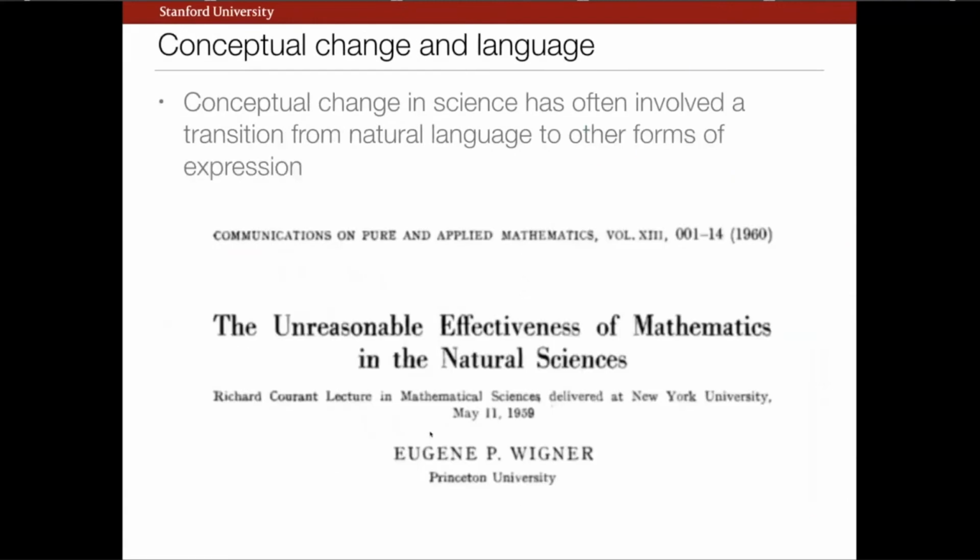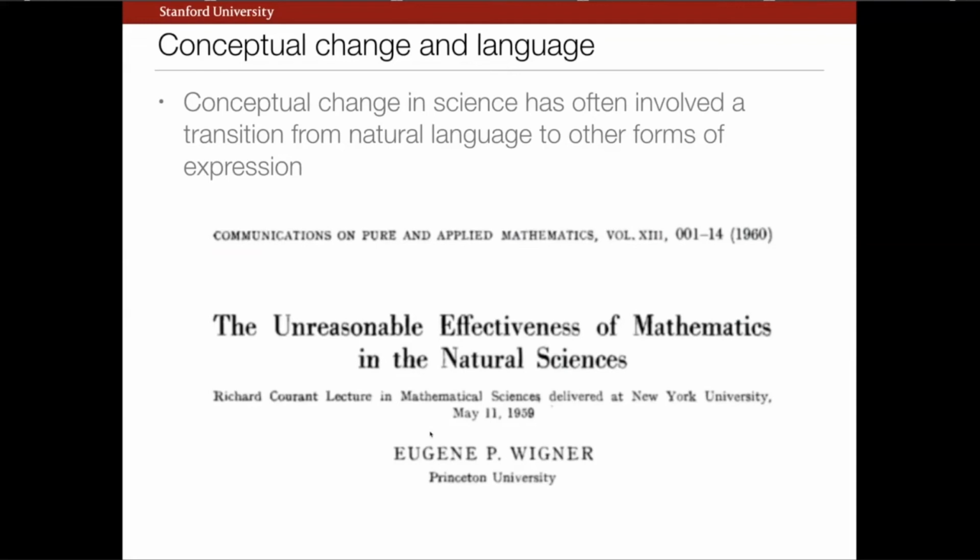But one might argue that this is necessarily a fundamentally limited way to understand what the brain is doing, and you can get some inspiration from ideas that have been around for a long time from physics. Eugene Wigner wrote this famous paper, The Unreasonable Effectiveness of Mathematics in the Natural Sciences. And more generally, in science, progress has often involved a transition from natural language to some other form of expression.